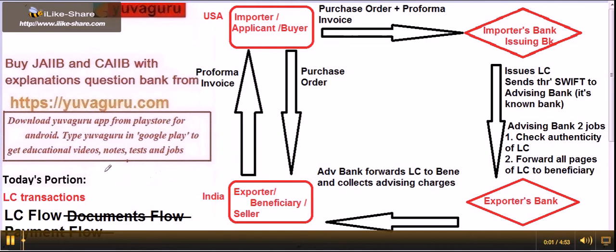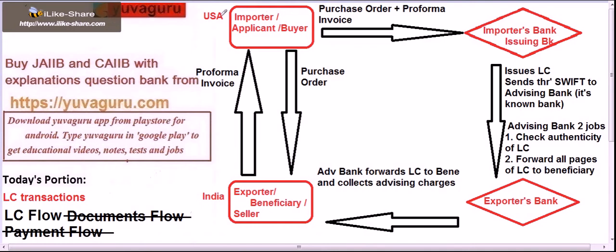Hi friends, let's study the LC transactions today. We have divided the LC transaction into three parts. One is LC flow, second is documents flow, and third is the payment flow. Let's start with the LC flow now.